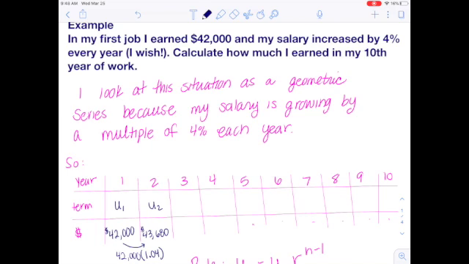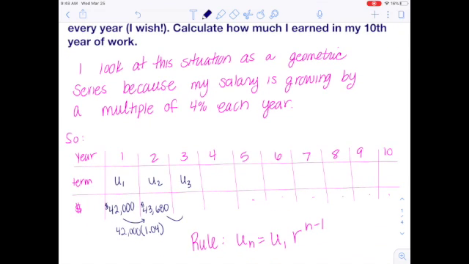That would give me a salary in my second year of $43,680. And then to find my third year salary, I'm going to take the previous answer and multiply it again by 1.04. And I have 45,427.2. And then in my fourth year, I could keep doing this, but nobody really wants to keep doing this. I hear you, even though I don't. All the way up until the 10th term. So let's just write the rule so we can plug in 10 and figure it out right away.